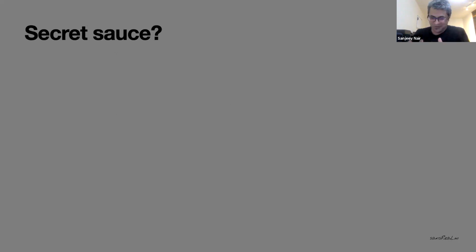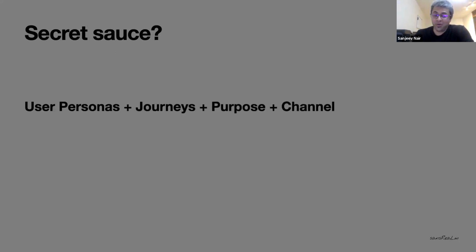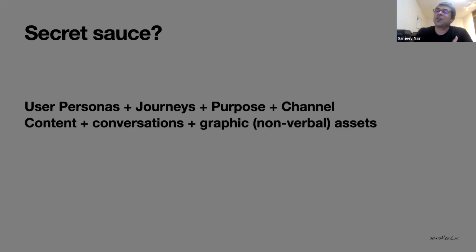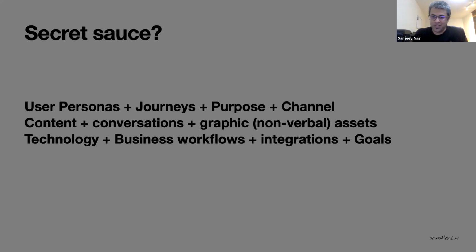I know I've been rushing through it, keeping in mind the time. So what's the secret sauce? Well, you need people who are great at user personas, journeys, thinking about the purpose, managing and defining the various channels, get a clear understanding of that. You need to map it with content, conversations, conversation paths and designs, building of graphic assets, great designers, right? Technology, you need the right tools to drive all these conversations. You should be able to manage multiple flows, nested flows and things like that.